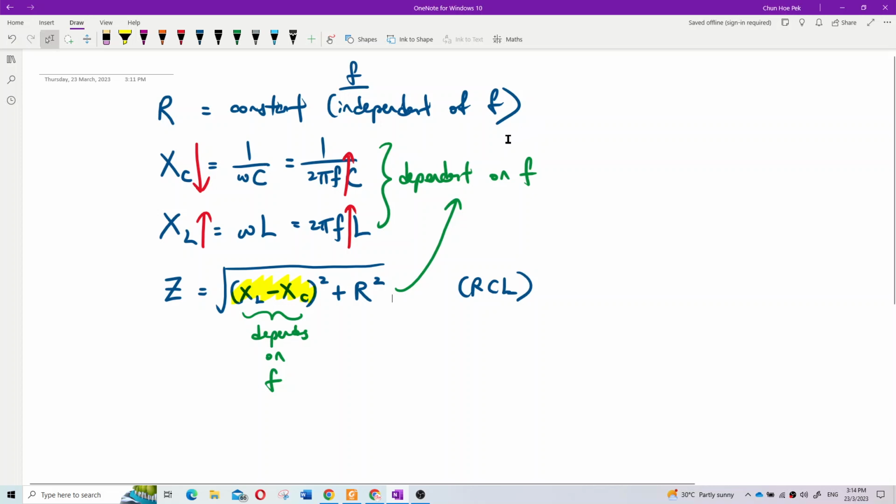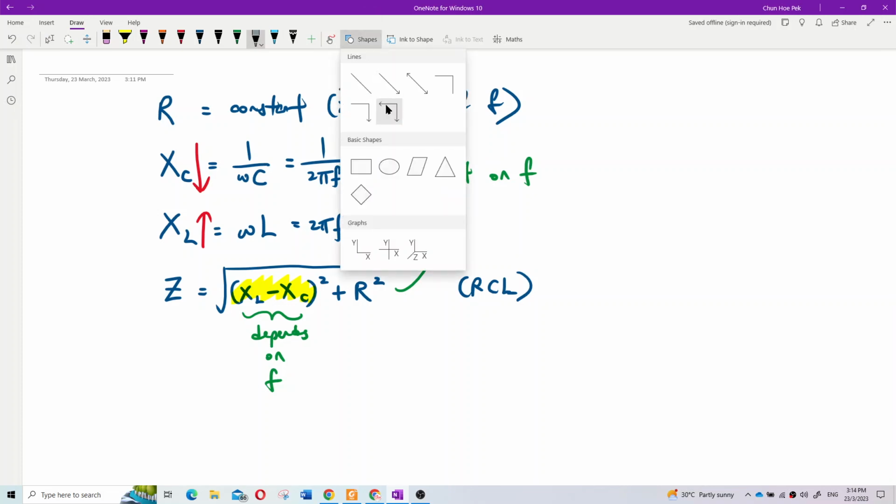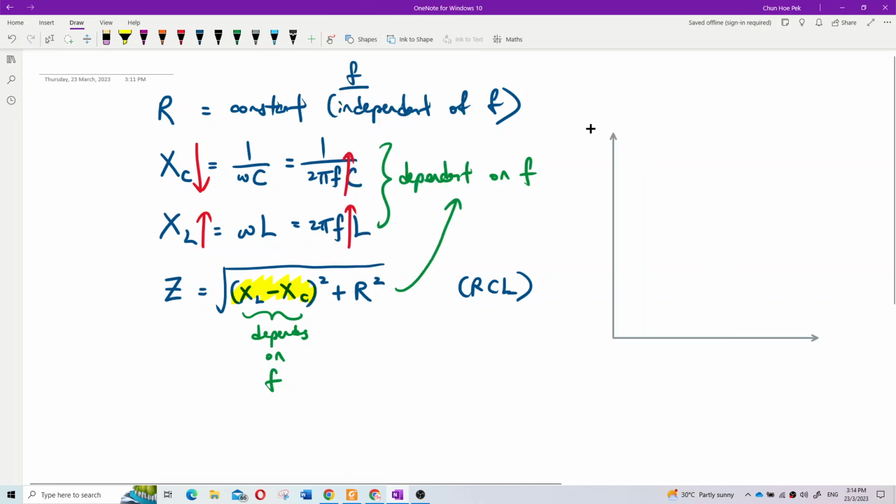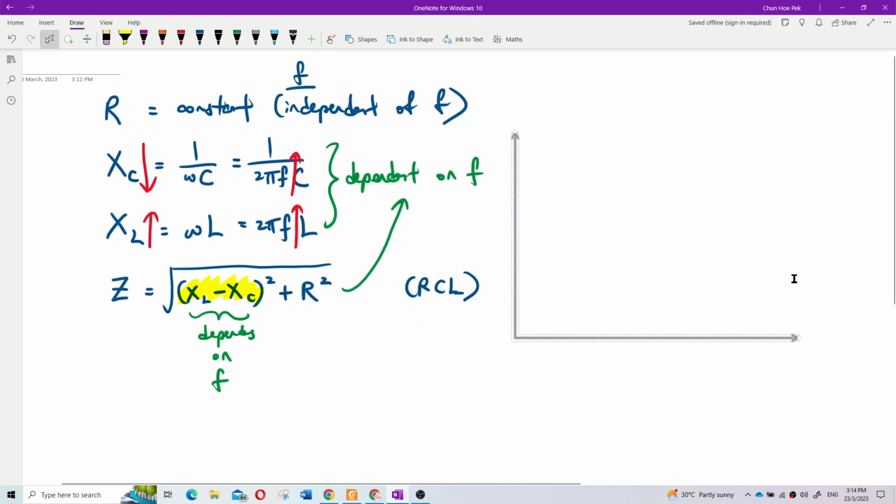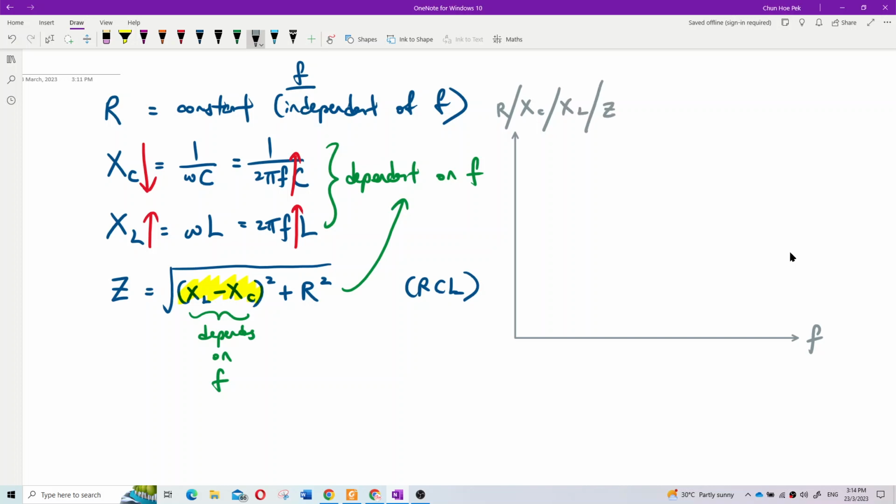Let us draw a graph to show what happens to all these values if you change the frequency. The x-axis is frequency, and the y-axis is all these values: R, XC, XL, or Z.